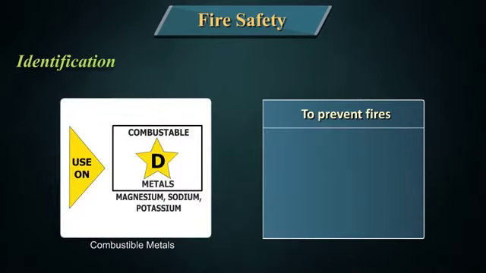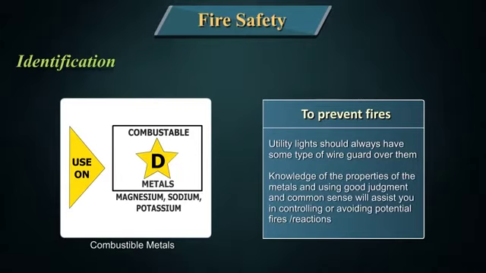Symbol for combustible metals. Description: extinguishers for Class D fires are identified by a star containing the letter D. If colored, the star is yellow. To prevent fires, utility lights should always have some type of wire guard over them. Knowledge of the properties of the metals and using good judgment and common sense will assist you in controlling or avoiding potential fires or reactions.